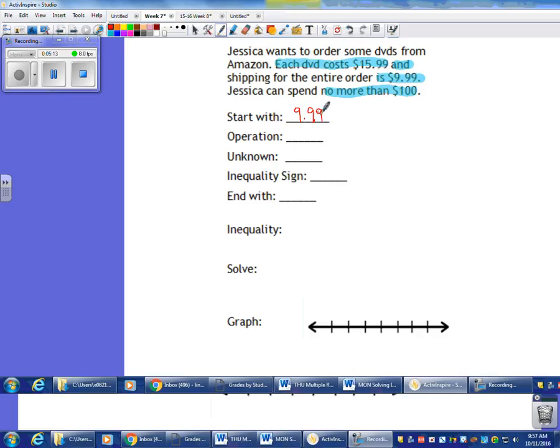Now our operation, this word and means to add, so the operation is addition, and we want $15.99 for each. So if you want to circle the each and $15.99, we know that it's going to be $15.99 times, we don't know how many DVDs, so we're going to give it x. We want to spend no more than, so that's like saying less than or equal to 100. Now what I'm going to do is write my inequality off to the side. So it would be $9.99 plus $15.99x is less than or equal to 100. All right, and I know this is a positive $15.99, so I know it's going to be a closed circle going to the left, and once I solve, I can put the number underneath.